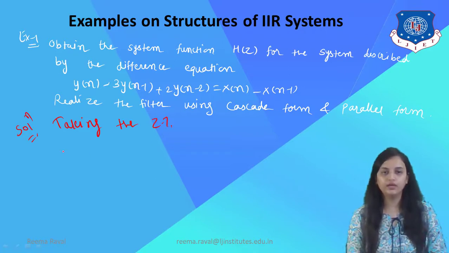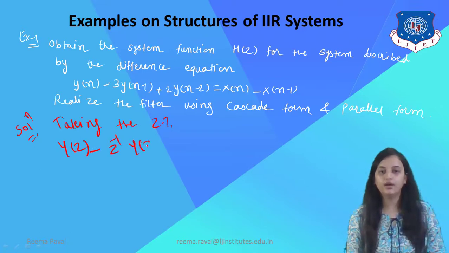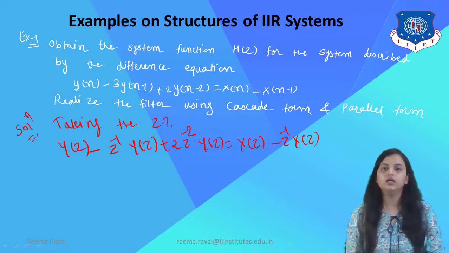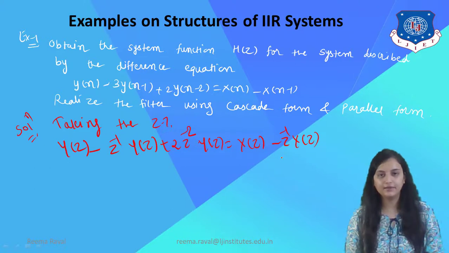we can write down over here as Y(z) minus z raised to minus 1 Y(z) plus 2 z raised to minus 2 into Y(z), that is equals to X(z) minus z raised to minus 1 X(z). Here, according to the delay element, we take the power of z.